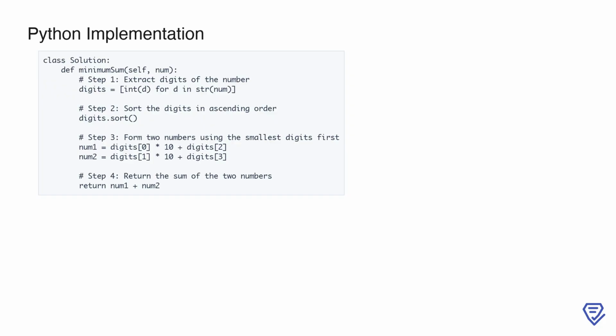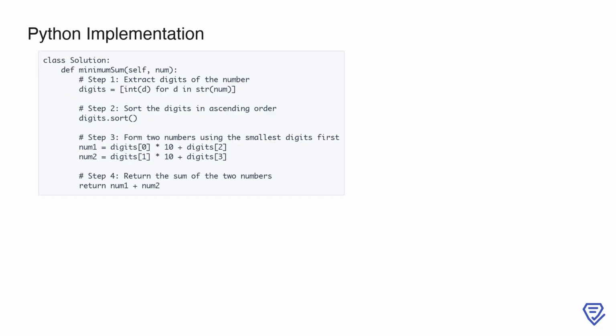The first number is formed by combining the smallest and third smallest digits, digits[0] and digits[2], and the second number is formed by combining the second smallest and largest digits, digits[1] and digits[3]. For example, after sorting 2938, the two numbers formed are num1 equals 2 times 10 plus 8 equals 28, and num2 equals 3 times 10 plus 9 equals 39.